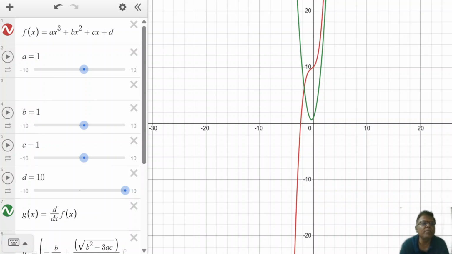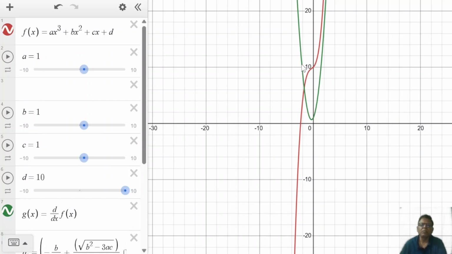Here we see a cubic equation where we have set the initial values a equal to 1, b equal to 1, c equal to 1 and d equal to 10. Then we see that the equation has only one root at this point. You see the derivative equation in green color, so that does not have any root.